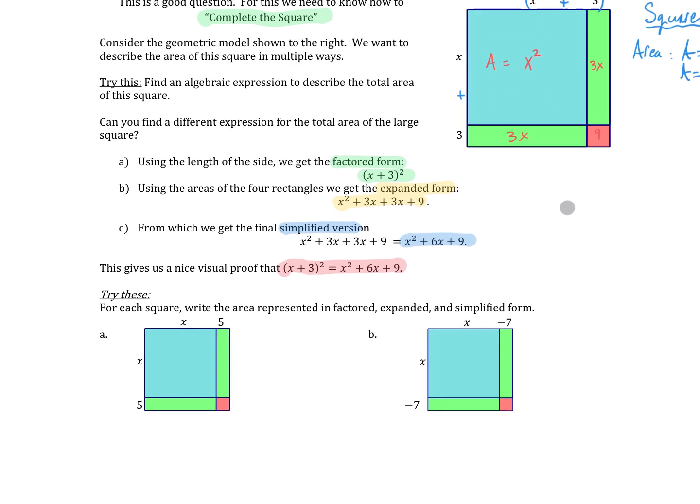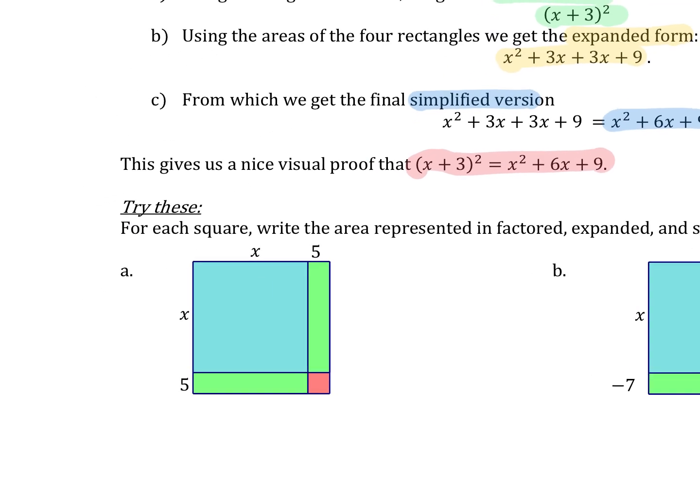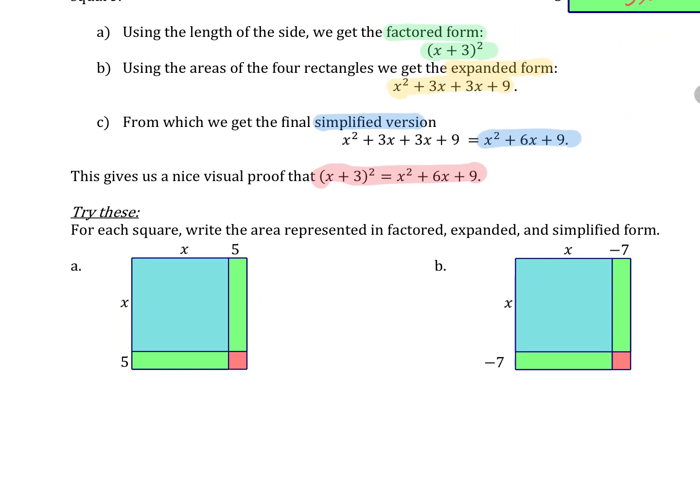All right, so let's use this a bit. Here we have some squares, and we want to write the area in factored, expanded, and simplified form. First of all, factored form. That just means let's look at this whole thing. That's x plus 5. This is x plus 5 here. And so, factored, the area is x plus 5 times x plus 5, or x plus 5 squared.